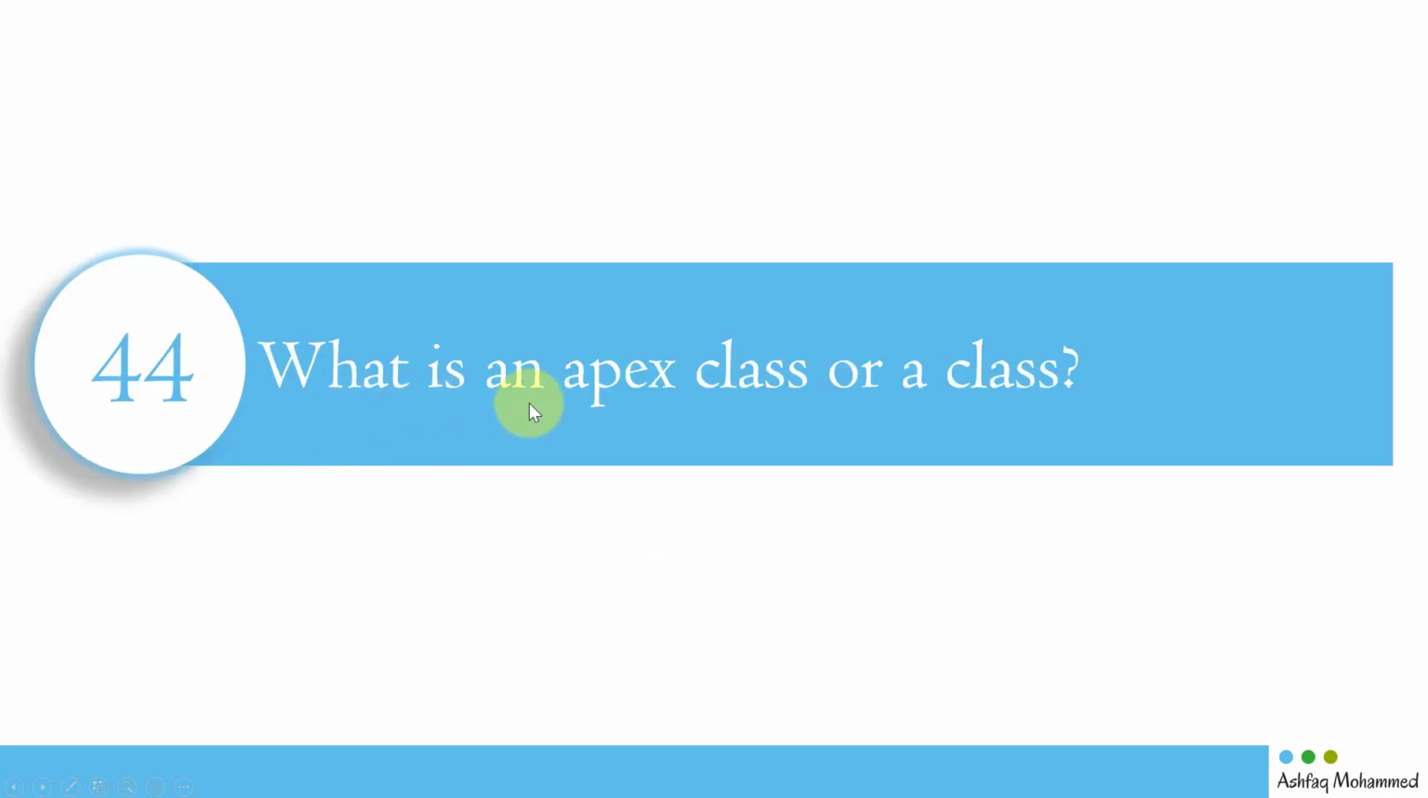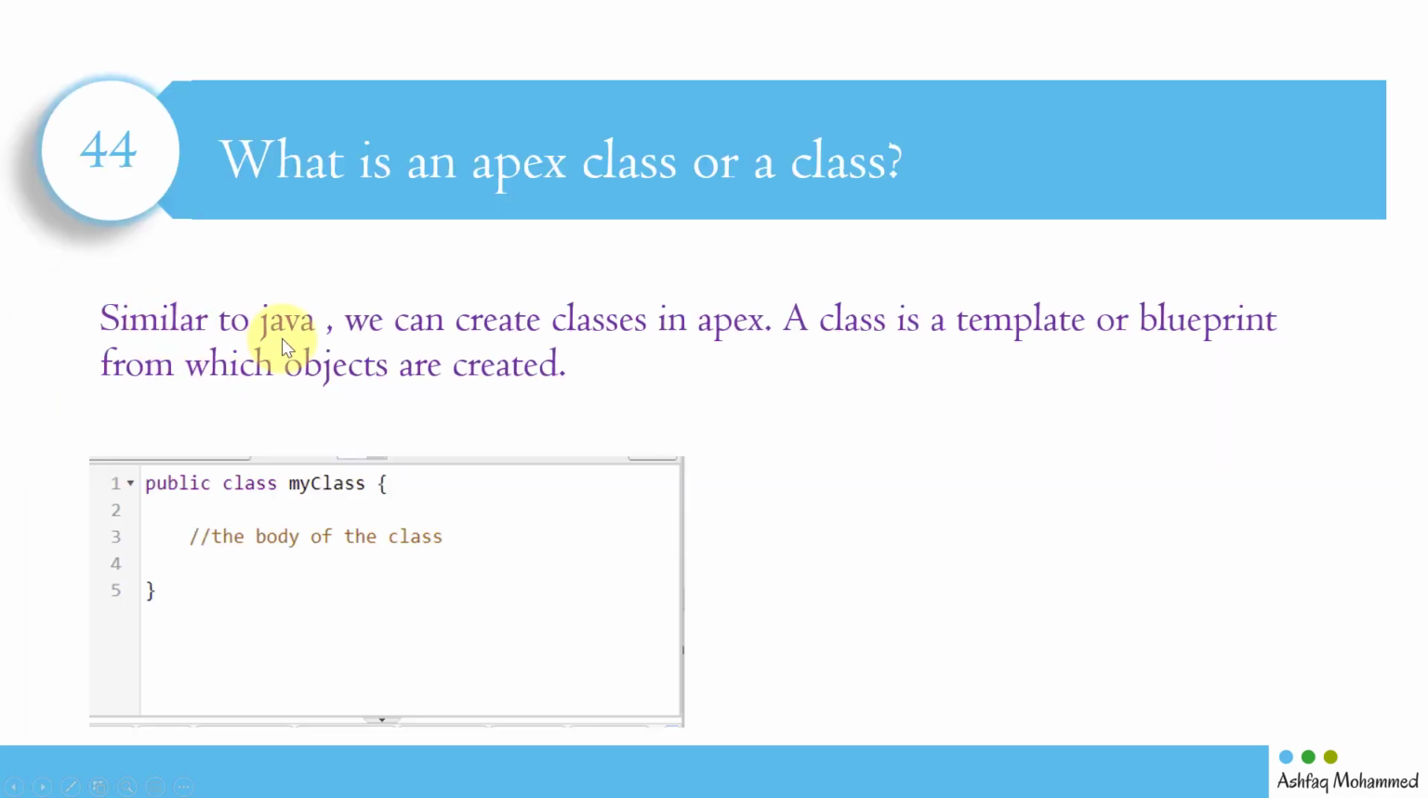Next question is, what is an Apex class or a class? Okay. So similar to Java, we can create classes in Apex. A class is a template or blueprint from which objects are created, right? So we can create the class. Object here is not a Salesforce object. Okay. Don't get confused. This is an instance of a class basically. So here the object is an instance of a class.